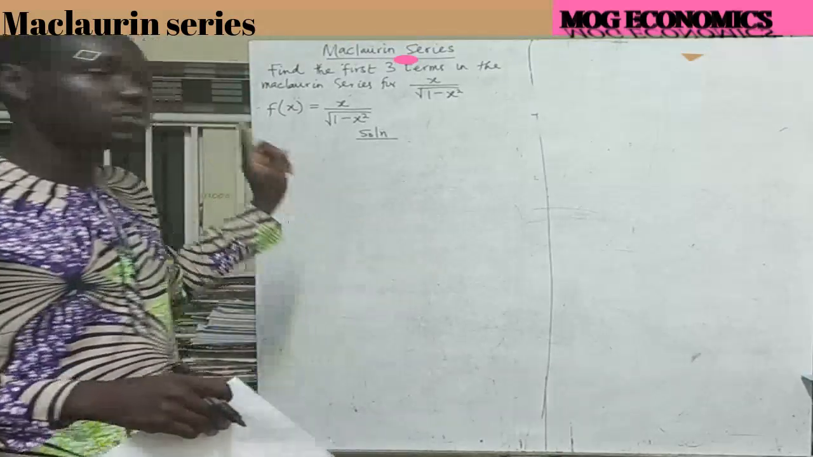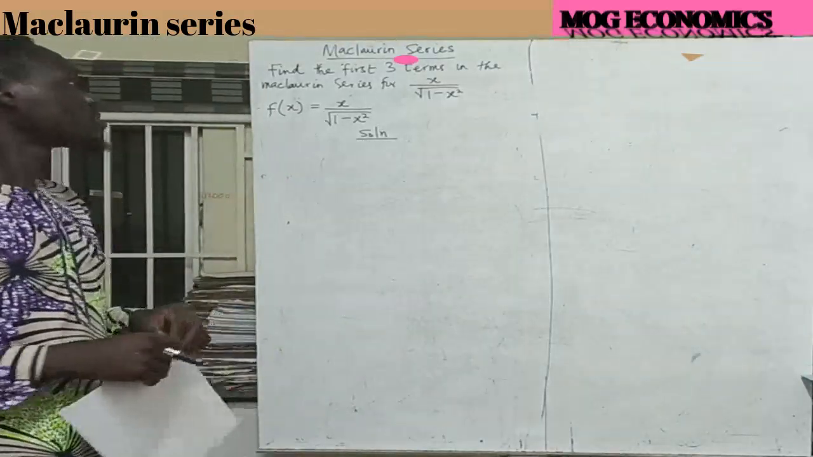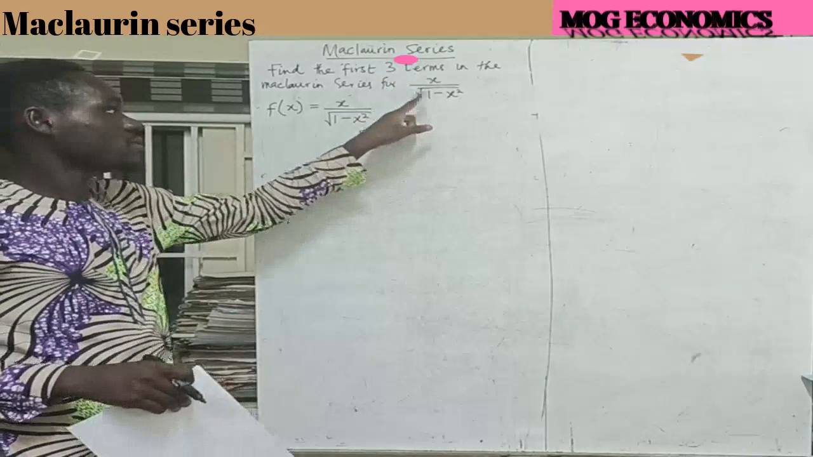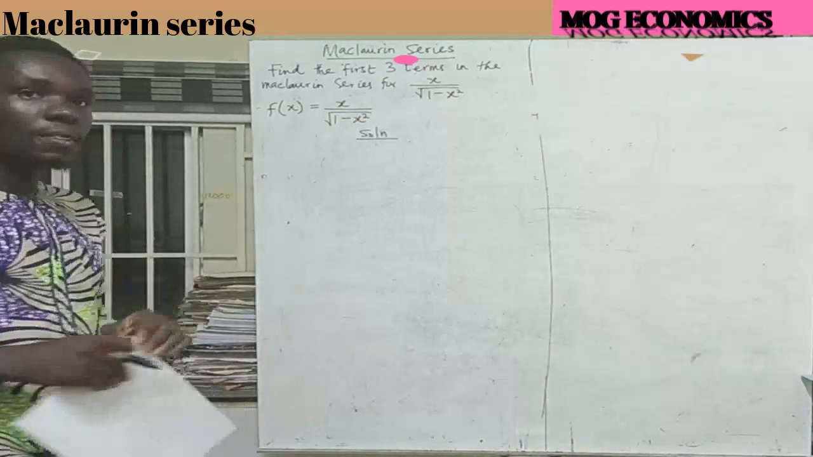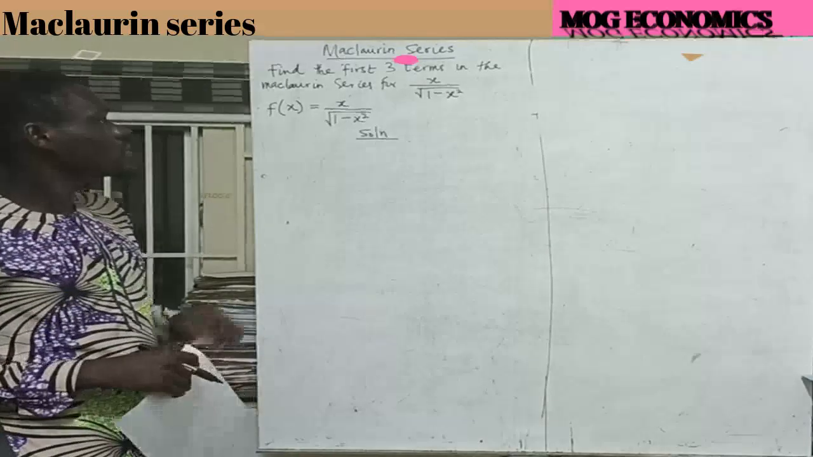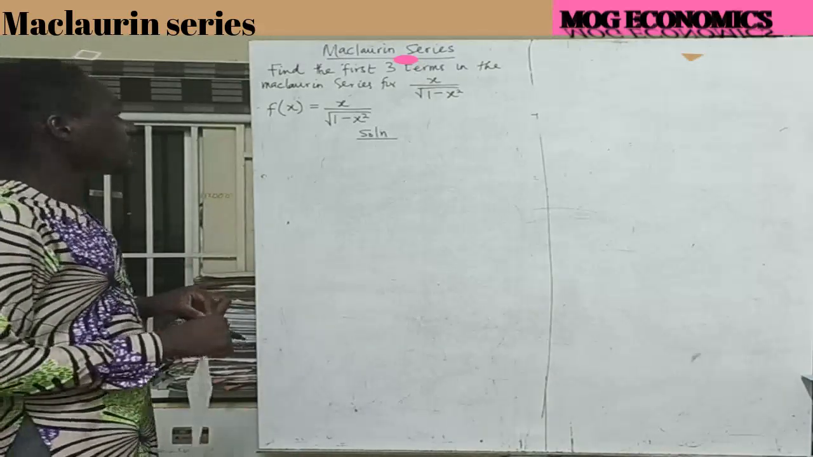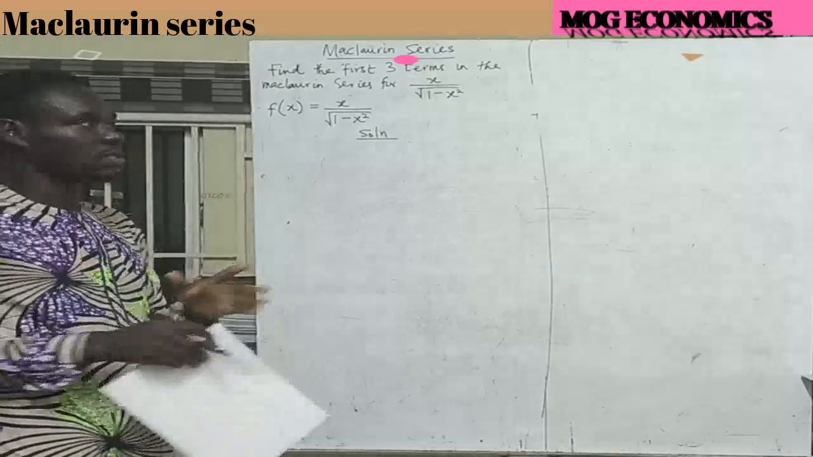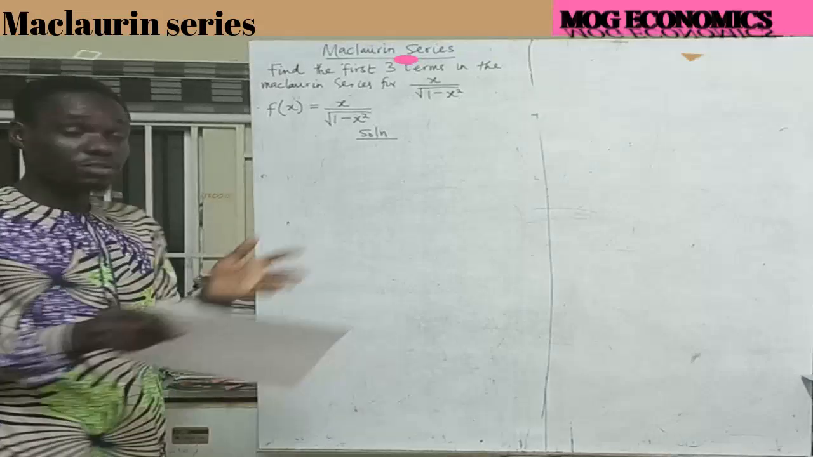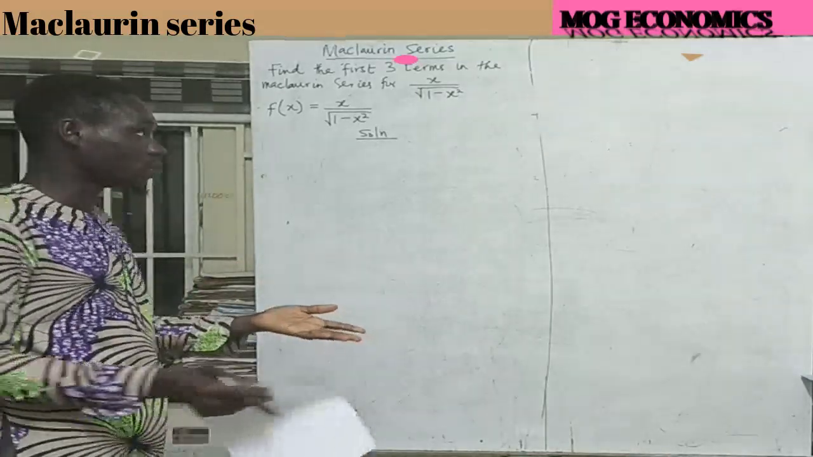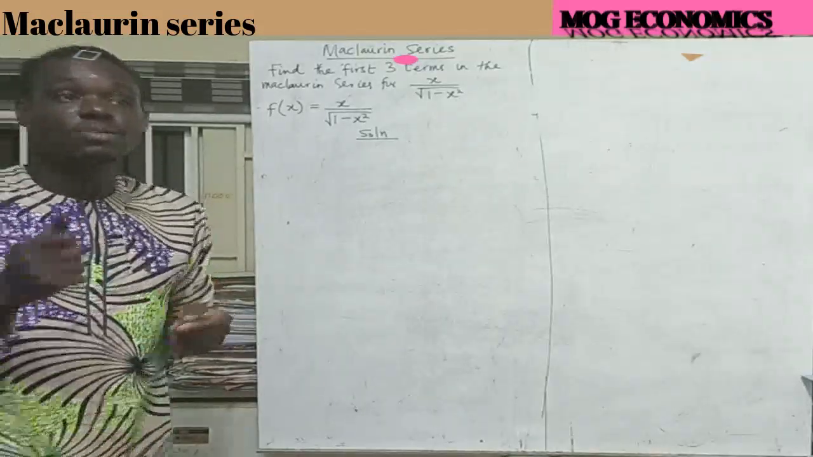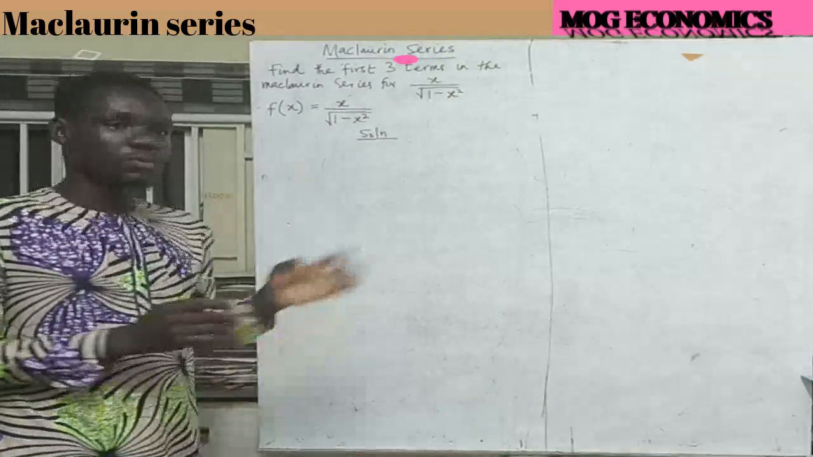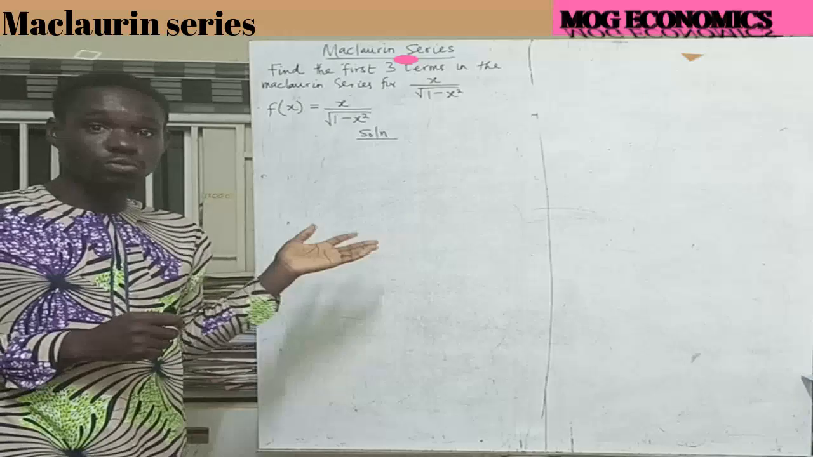The question says, find the first three terms in the Maclaurin series for x over the square root of 1 minus x squared. For this question, we are either going to use the quotient rule or the product rule. It depends on whichever method you want, but for the sake of this class, we are going to be using the product rule.